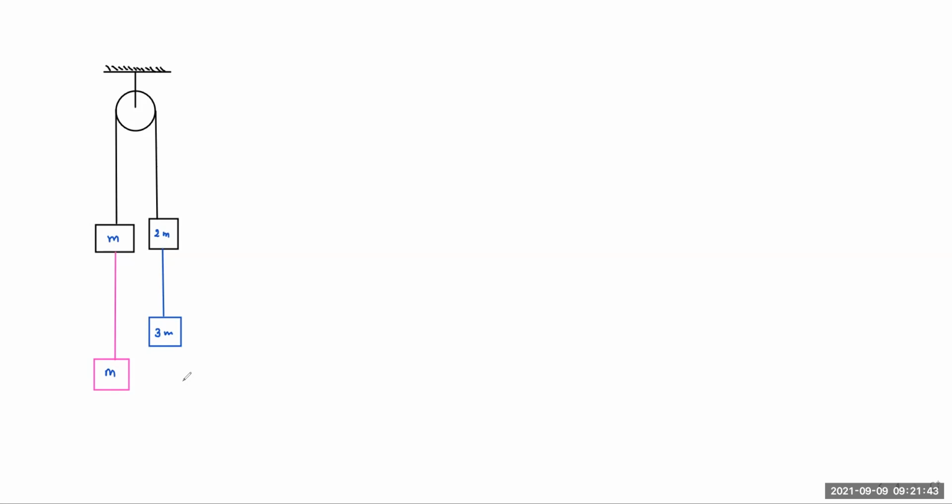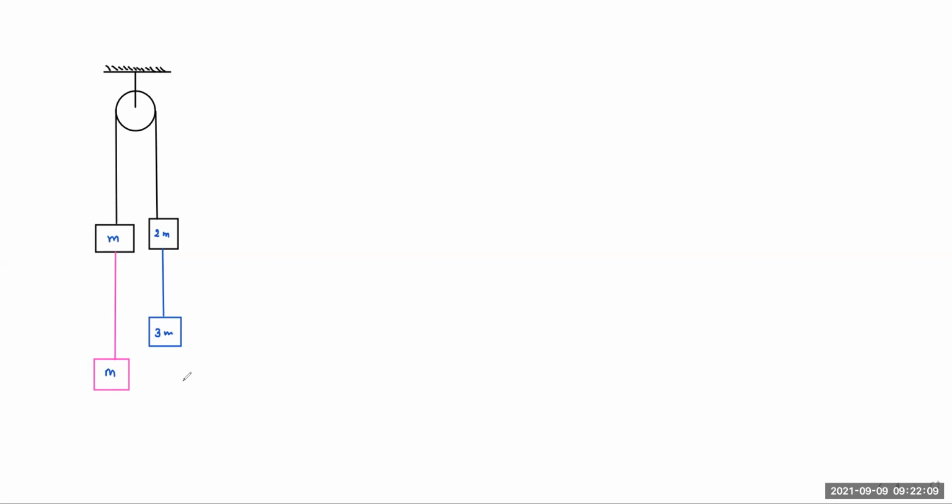So the first rule is, when you come across multiple strings, the tension we cannot take the same for all. We must take the variables T1, T2, T3 because we have three separate strings. So first of all, your variables will increase. But still, the good thing about this particular question is that all blocks will move in one direction, the y direction, y axis.